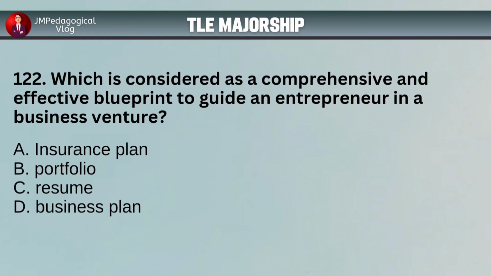122. Which is considered as a comprehensive and effective blueprint to guide an entrepreneur in a business venture? A. Insurance plan. B. Portfolio. C. Resume. D. Business plan.